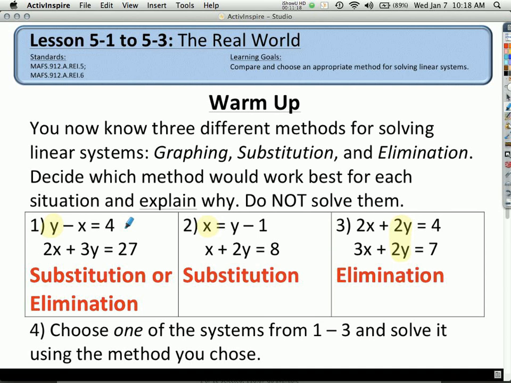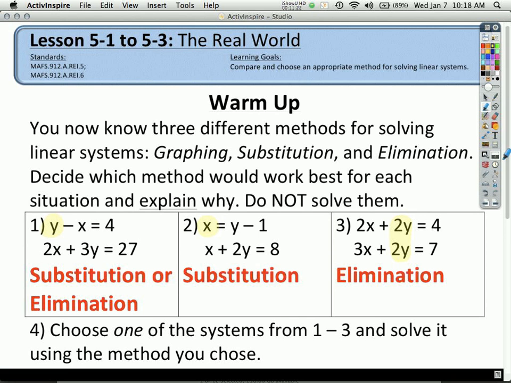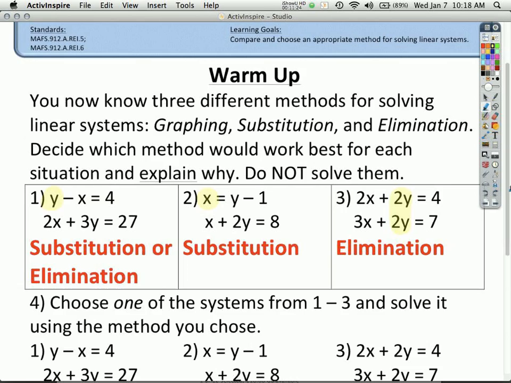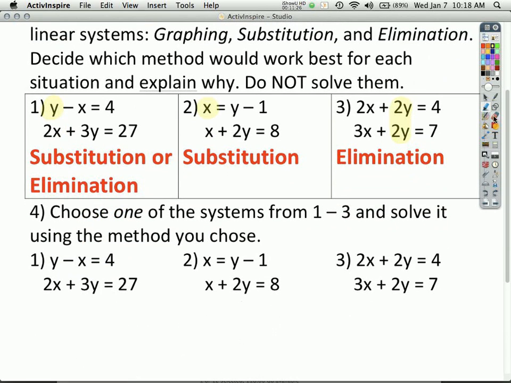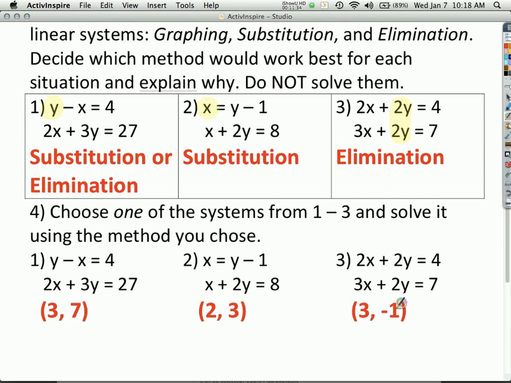Now, in number 4, I asked you to choose one of the systems and solve it using the method you chose. So now I'm going to reveal the solutions to all 3. You only did 1. So mark your answer correct or incorrect. So number 1 was 3, 7. Number 2 is 2, 3. And number 3 is 3, -1. Mark your answer correct or incorrect.